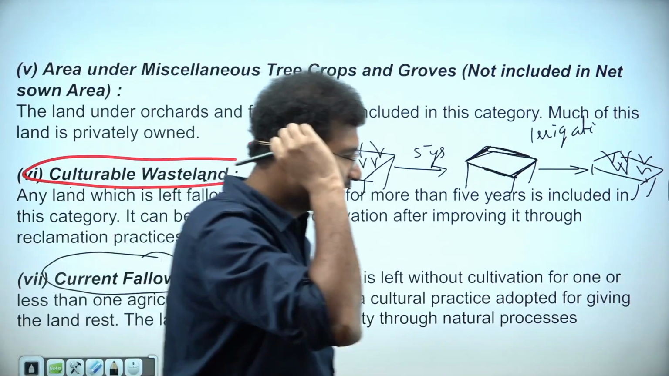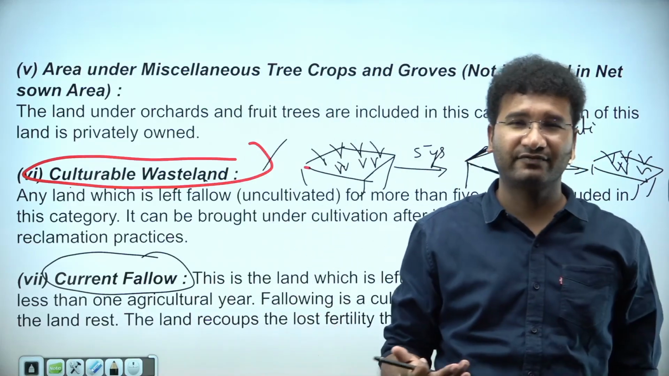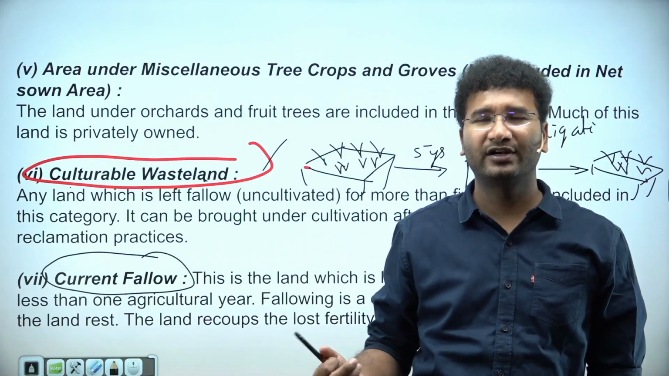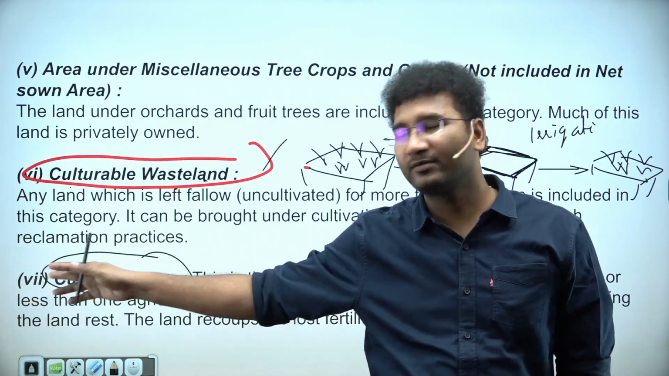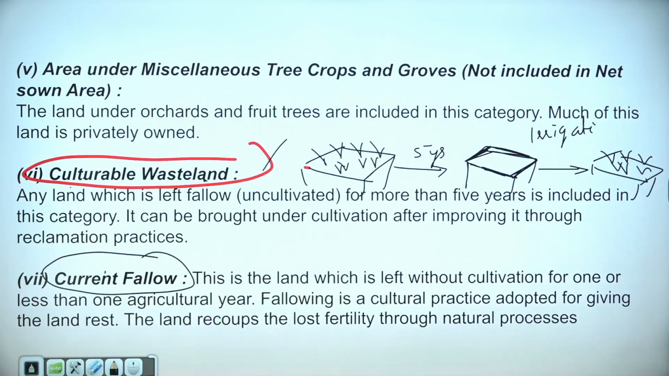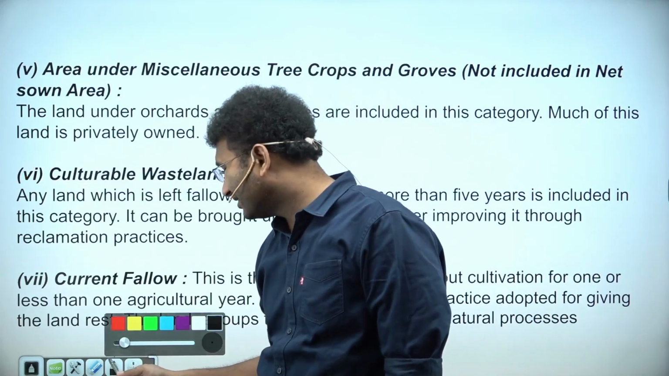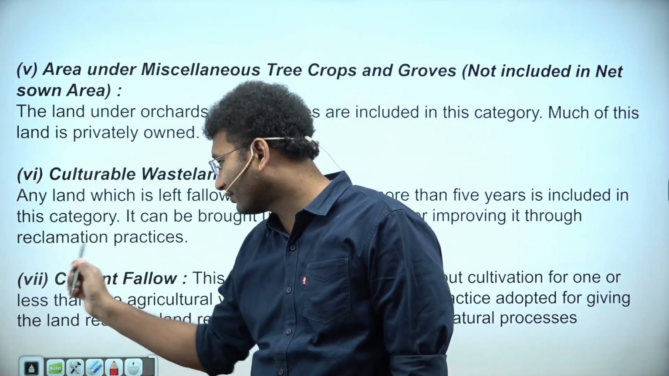See, most of the farmers, if they do not have fertilizer mechanisms, what they do is leave that land for 6 months to 1 year, and they don't do agriculture, and that becomes a fallow land, right? Let me read the definition. This is the land which is left without cultivation for 1 or more than 1 agricultural year. Fallowing is a cultural practice adopted for giving the land rest. The land recoups the lost fertility through the natural processes. But aajkal the farmer is not going for this kind of practice.